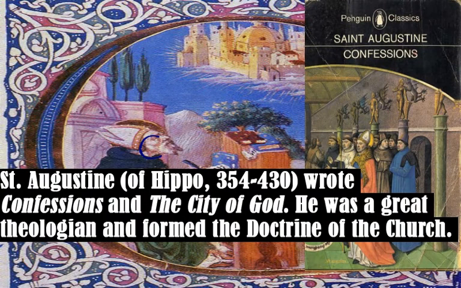Another very important great leader of the church was Saint Augustine of Hippo, who lived from 354 to 430 AD. He wrote Confessions and The City of God. These were his two key works, plus he wrote many other works. He was a great theologian and formed the doctrine of the church.